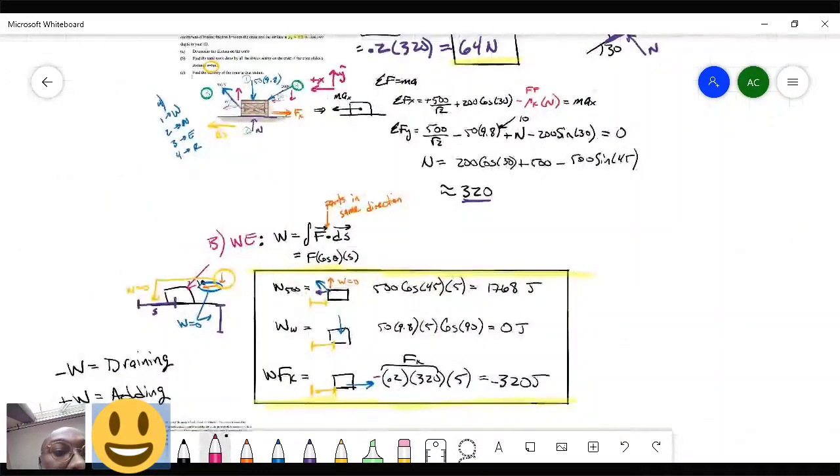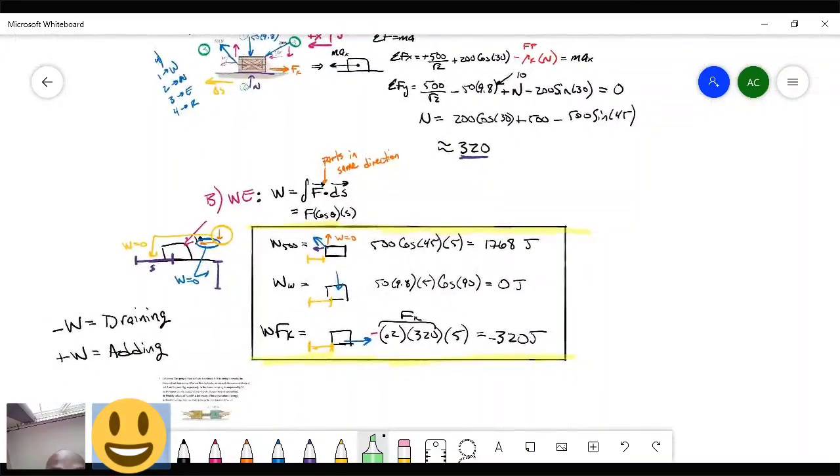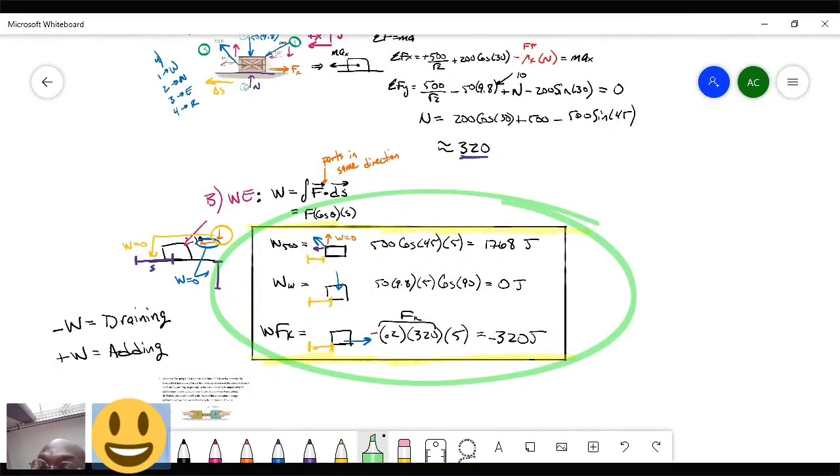Cool? All right, last but not least, it says find the velocity of the crate at that instant. All right, cool. So I actually need to find the work of this vector right here because I'm going to do another work energy equation. So what I've done here, this is not work energy. It's a part of work energy.